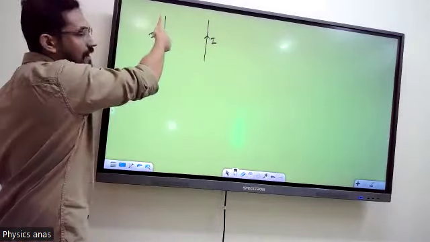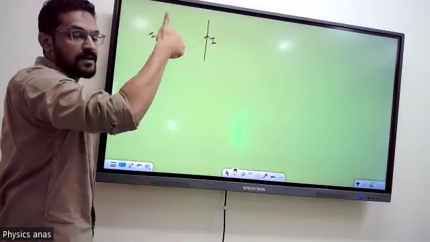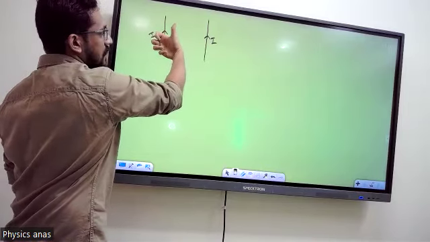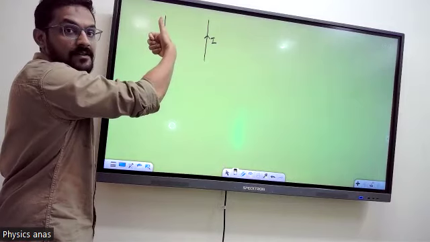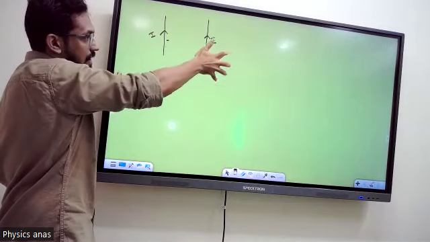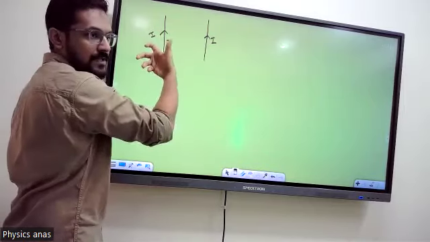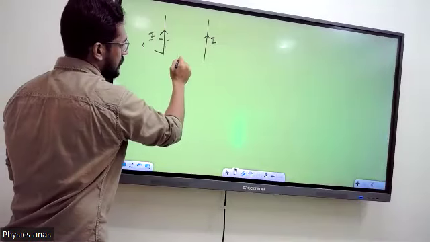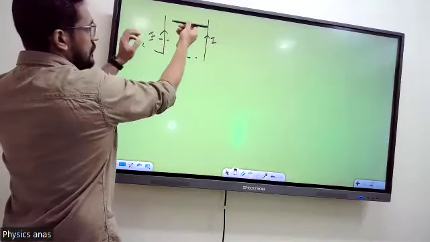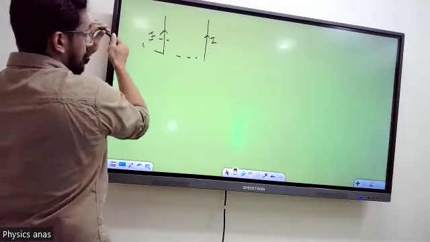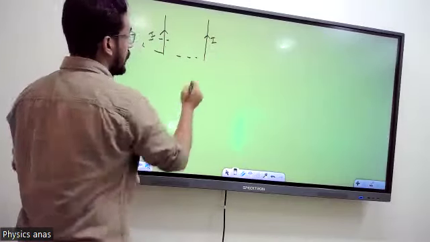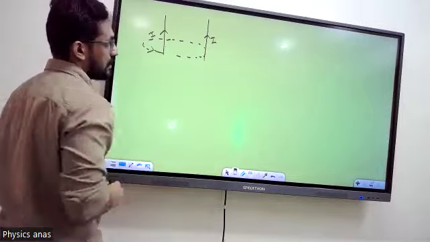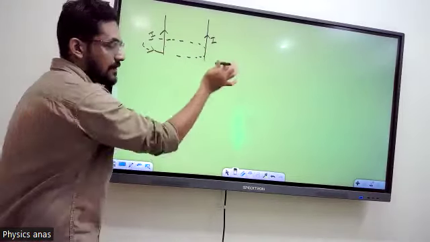If this is the current, you can use the right hand thumb rule. The thumb shows the current, and the encircling fingers will be the direction of the magnetic field. So the magnetic field will be circular. Can you imagine that? It is coming from here. This is the magnetic field line, coming from here and entering here. So the magnetic fields are entering like this.